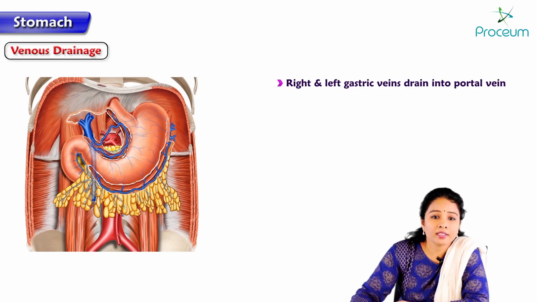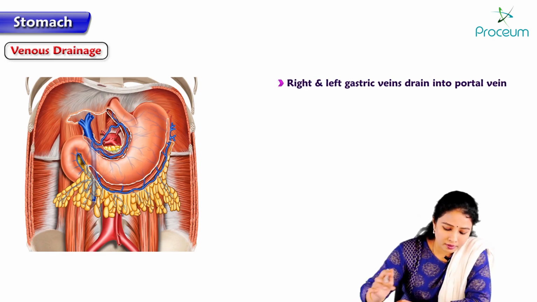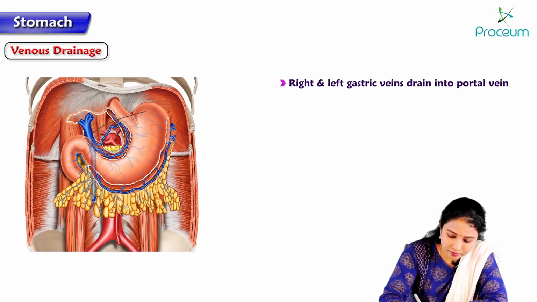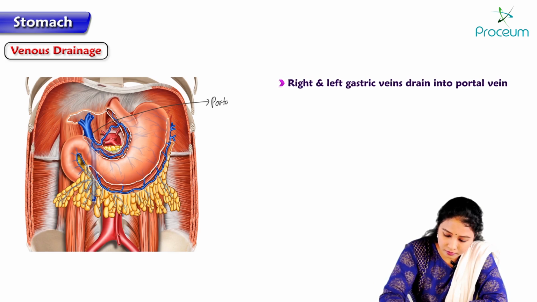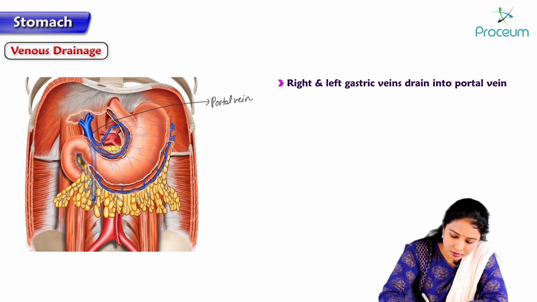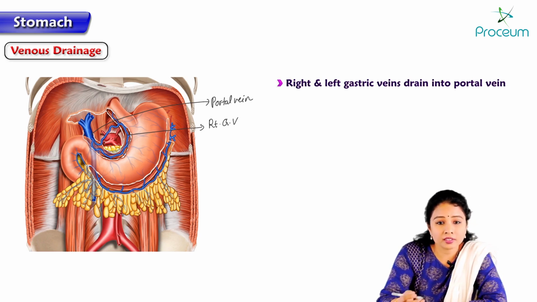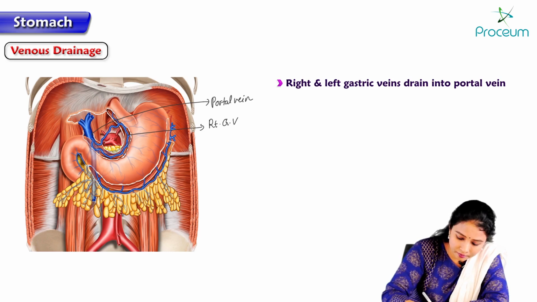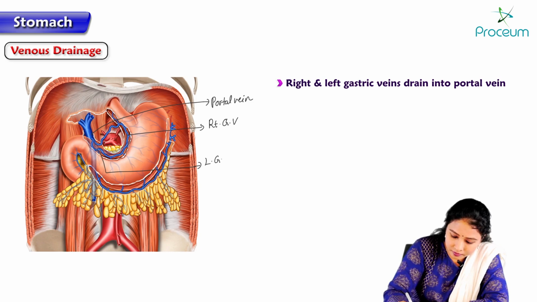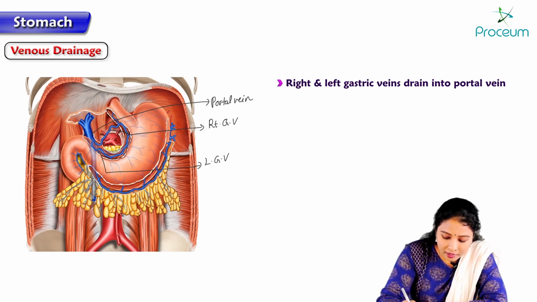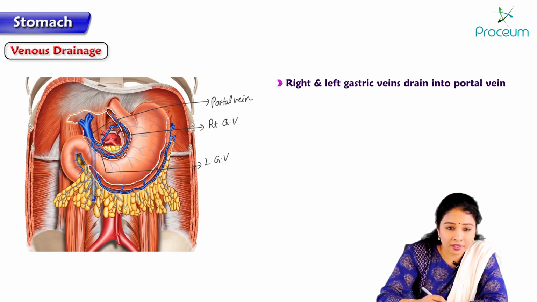The right and left gastric veins drain into the portal vein. So here is the portal vein. So this is the right gastric vein. The right gastric vein runs along with the right gastric artery. And this is the left gastric vein. So we can see the right gastric vein is a tributary of the portal vein and the left gastric vein is a tributary of the portal vein again.